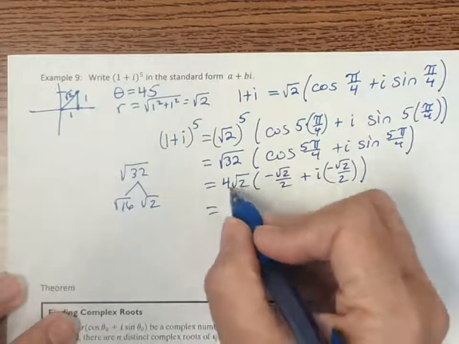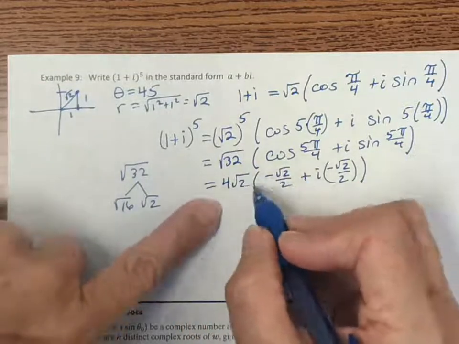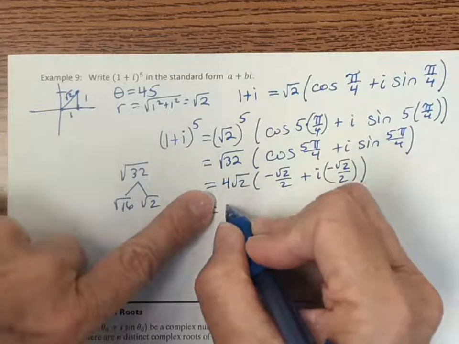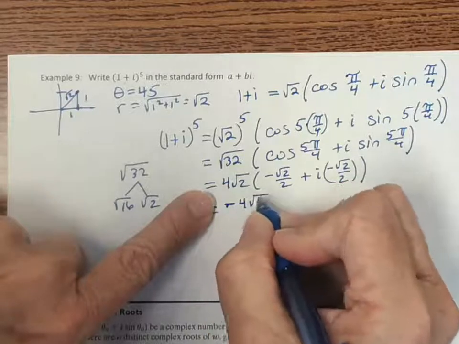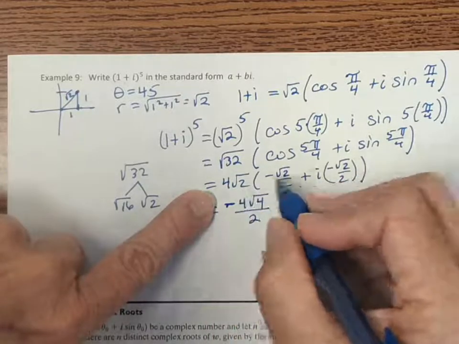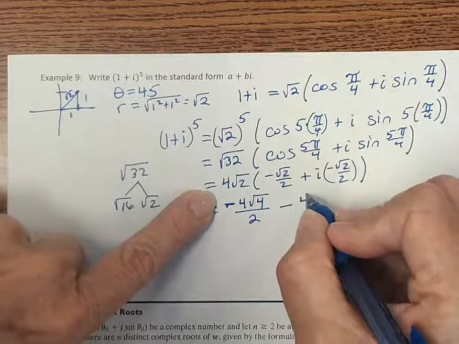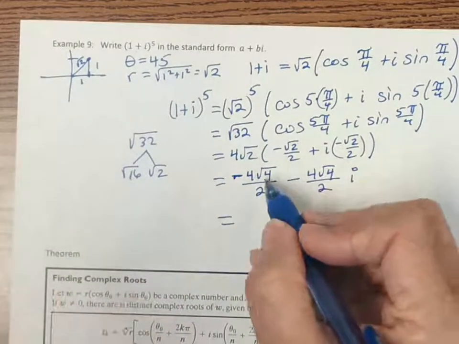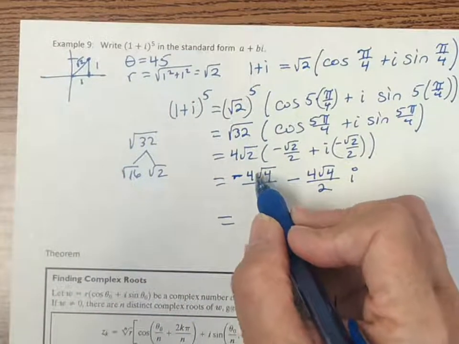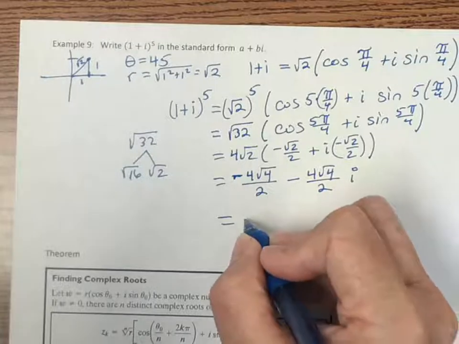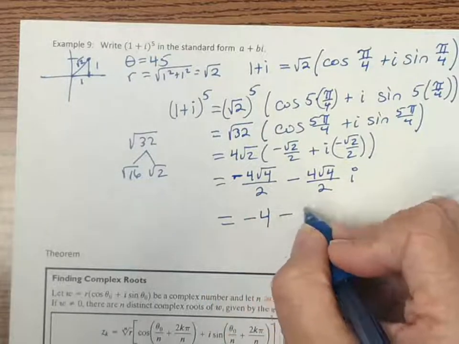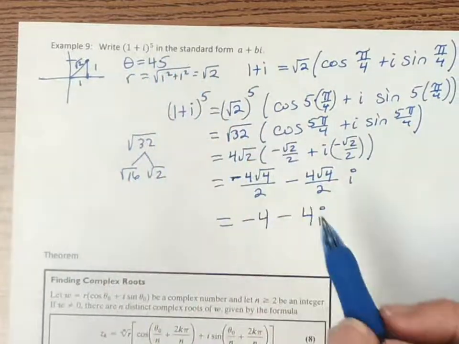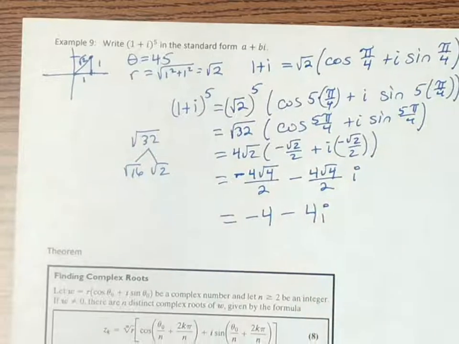And we want to distribute this. This is getting messy, isn't it? So let's go ahead and multiply this out. This is going to give me negative 4 square root of 4 over 2, minus 4 square root of 4 over 2 i. And then let's just simplify. So square root of 4 is 2. 2 times 4 is 8. Divided by 2 is just the 4. And it's still negative. So this is negative 4 minus 4i. There we go. We have now written this raised to the fifth power this way.